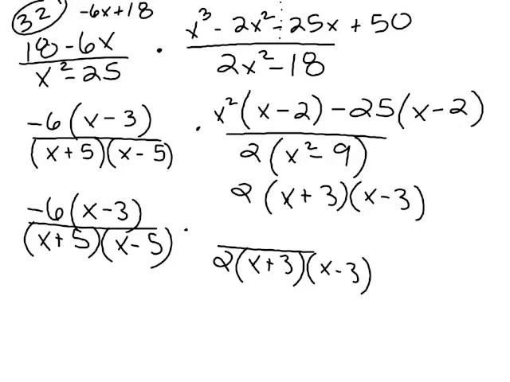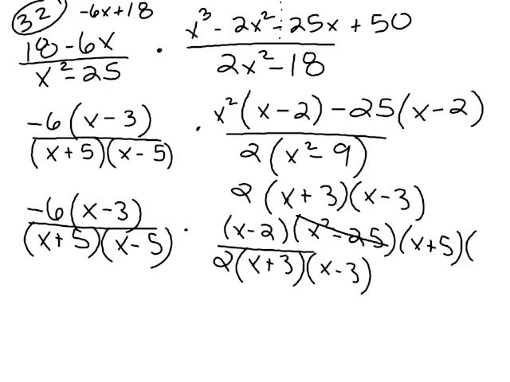Okay, and then on the top, what's my term that's the same? X minus 2. Okay, what's left over? X squared minus 25. Okay, so there's another set of perfect squares. So that needs to be simplified down again. So this will turn into what? X plus 5 times x minus 5, which is good, because then that will cancel, right? X plus 5 and x minus 5, those cancel.